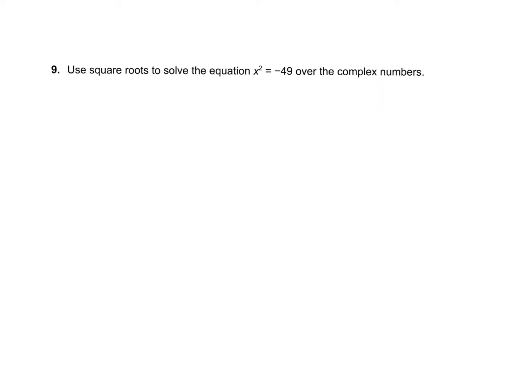All right, this guy's pretty easy. We're solving it over complex numbers. So remember, in a complex number, the square root of -1 is equal to i. And so when I write this, x squared is equal to -49, I start by taking the square root of both sides. That's the inverse of squaring something.